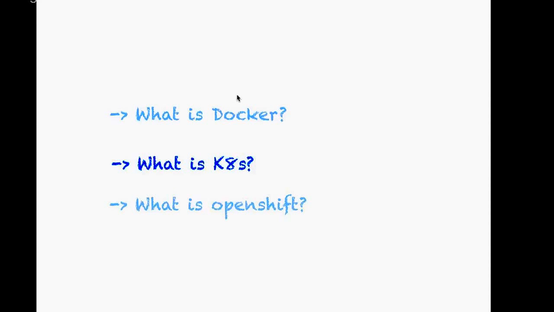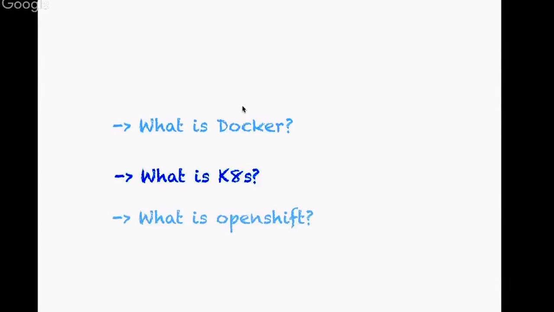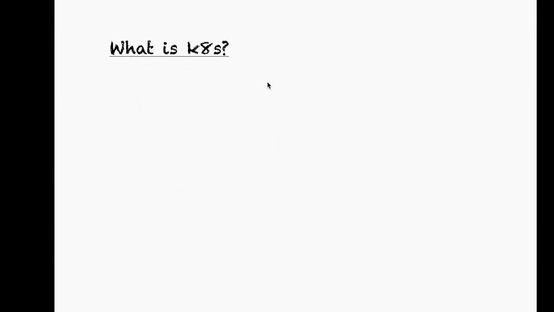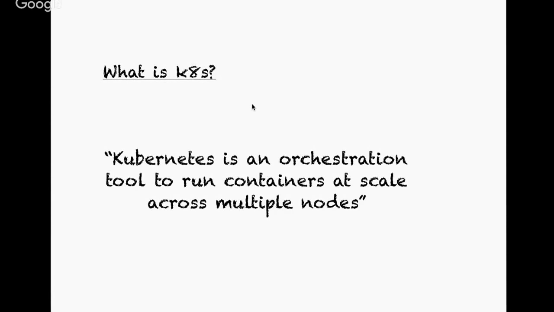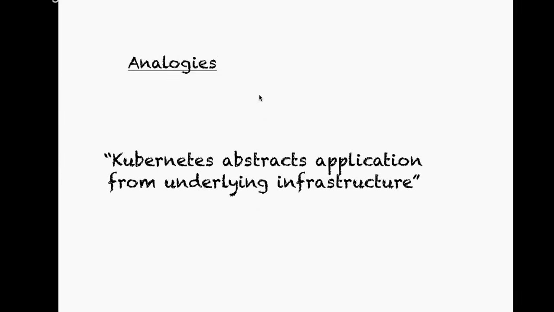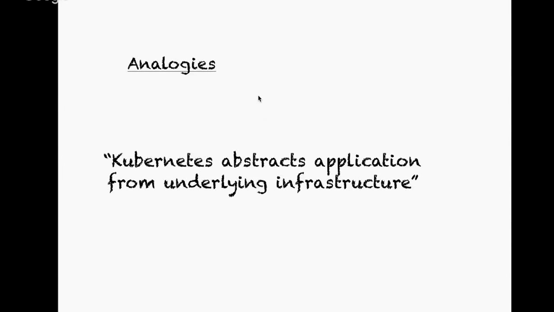So if you look at the Kubernetes part, Kubernetes is basically an orchestration tool for these containers. When you want to run these Docker containers at large scale, you use Kubernetes. Then you can think of Kubernetes as an abstraction for your application. So Kubernetes abstracts your applications from the underlying infrastructures.